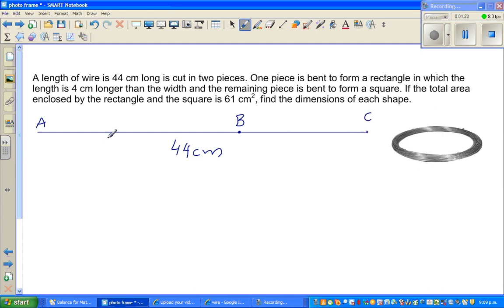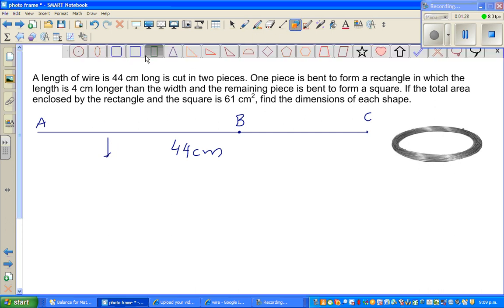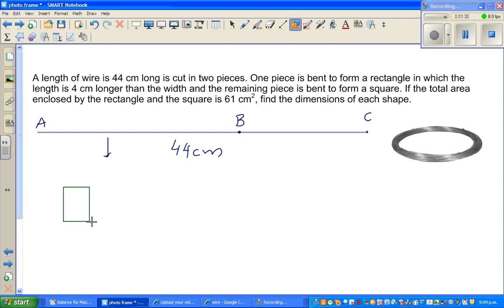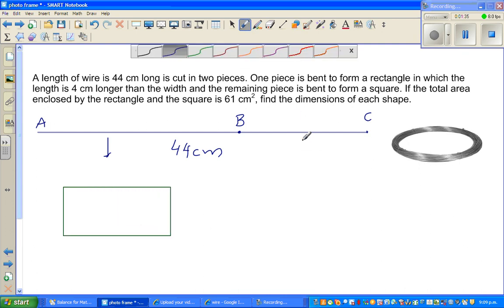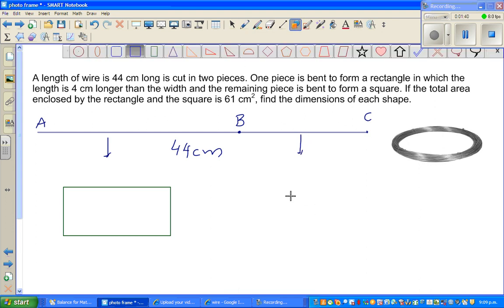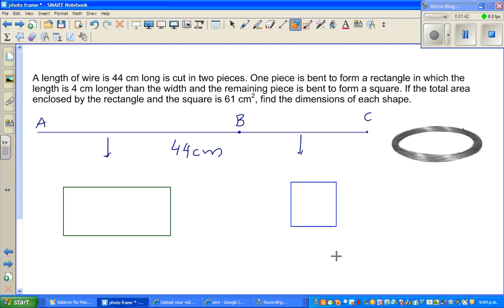Now from this, they're making a rectangle. So let me draw a rectangle. The rectangle probably may look like this, I don't know. And from this part, BC, they're making a square, so let me draw a square. Okay, that's fine. Now, what other information do we have? One piece is bent to form this. It's not drawn to scale.